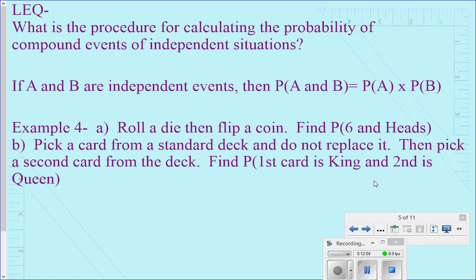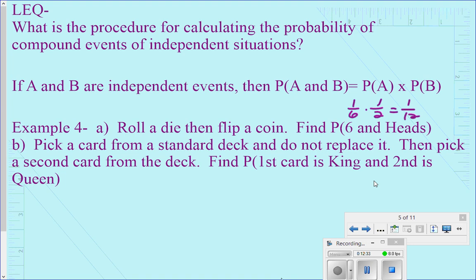Okay, so looking at this first one, rolling a die, flipping a coin, we already said those are independent events, so I'm going to find the probability of a 6, which is 1/6, and I'm going to multiply it by the probability of heads, which is 1/2, and I get 1/12. Very easy. Part B. This time we're picking from the deck and we're not replacing, we're picking a second card from the deck, finding the probability the first card is a king and the second card is a queen.